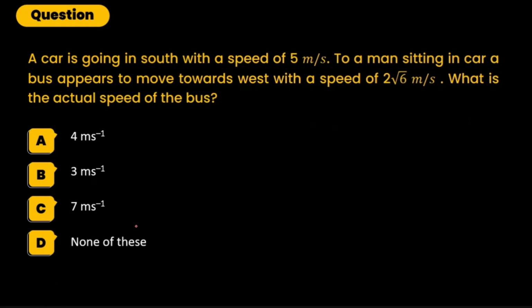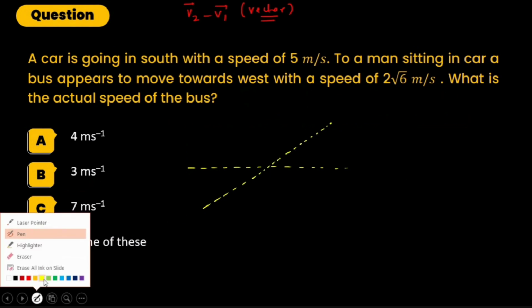Let's talk about this question. This is something where we are going to find out V2 minus V1. Let's see how we can do this. This is a vector phenomenon, which is only followed for vectors. Let's talk about it. So the question says there's a car which is going towards south. The man sitting in a bus appears to move towards north or west.